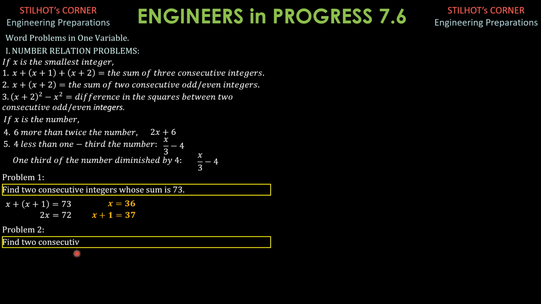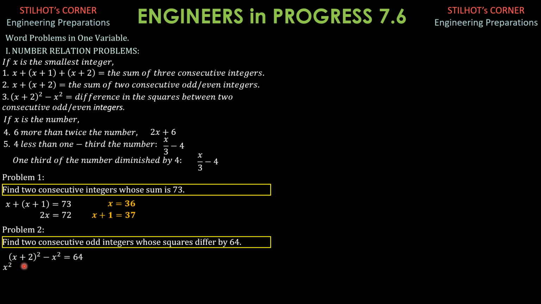Problem 2. Find two consecutive odd integers whose squares differ by 64. So x plus 2, the larger integer, of course, quantity squared, minus the smaller, x squared, equals 64. So that's the interpretation. x plus 2 quantity squared minus x squared equals 64, where x plus 2 is the bigger integer and x is the smaller integer. So this is the difference of their squares, and it is equated to 64.